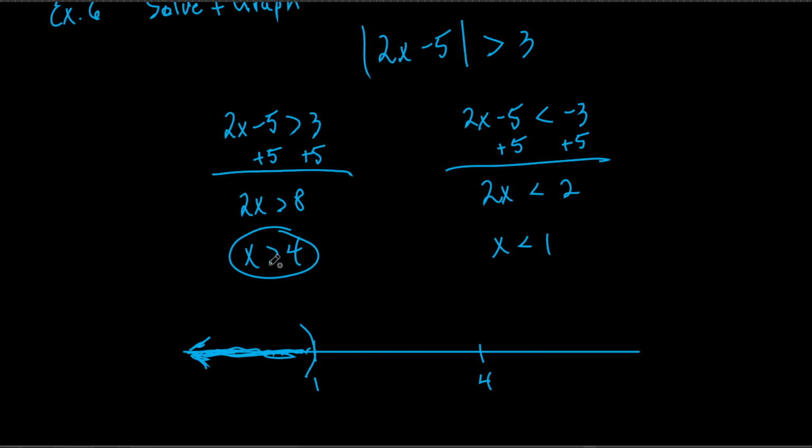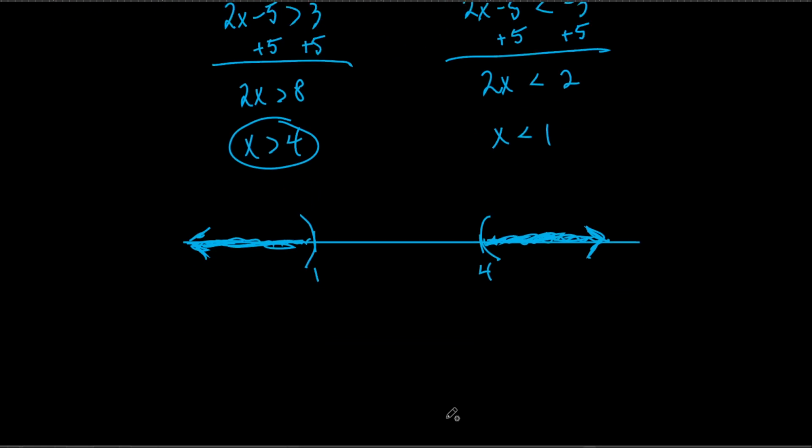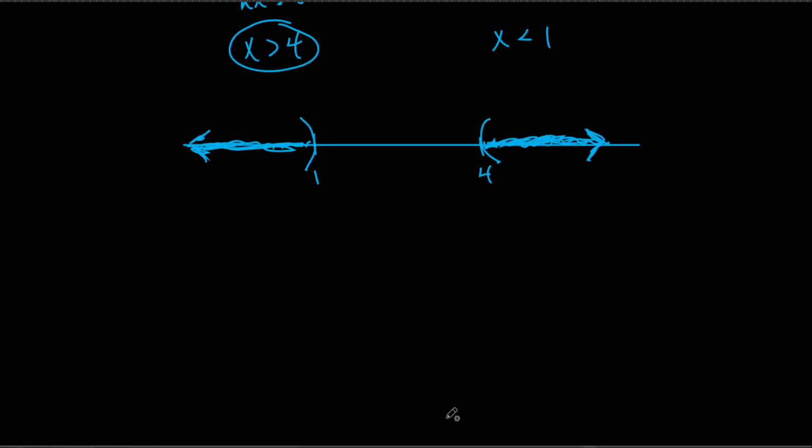What about the 4? X is greater than 4, so I'm going to put a parentheses here, and I'm going to darken in everything to the right. It doesn't color in as well as it does on your paper, but you get the idea. That's what your graph is going to look like. So how in the world do I write this in interval notation?